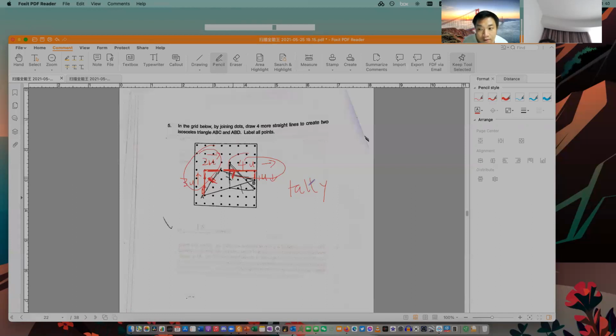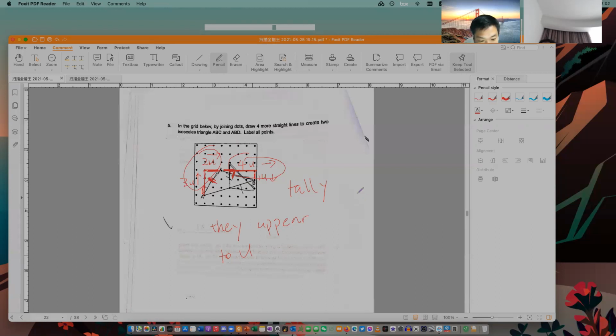Okay. But they appeared, I mean, these two lines, they appeared to you. They are the same. But actually, they are not, if I do it this way.